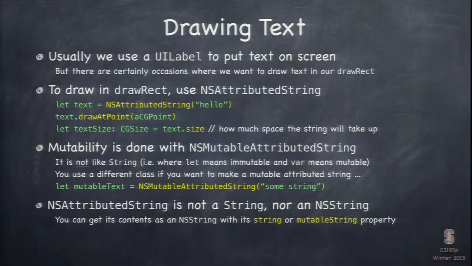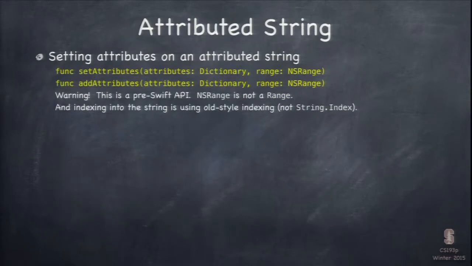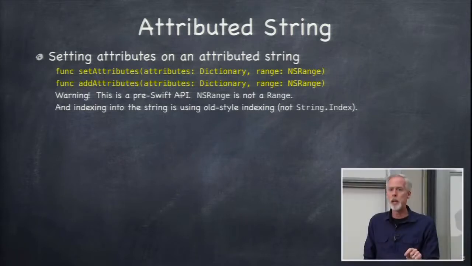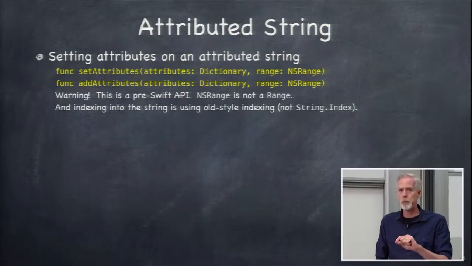You can get the string out as an NSString using the string property on NSAttributedString, but NSAttributedString itself is not a string. It's not like a subclass of NSString or anything. It's its own thing. So you set these attributes with functions like setAttributes. It takes a dictionary of attributes. I'll talk to you about what the keys and values are in a second.